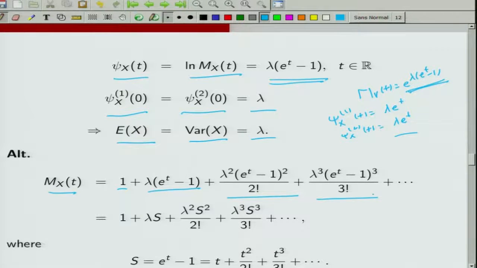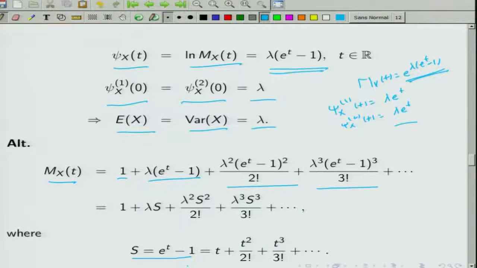Let me call this quantity e to power t minus 1 as s. Then this becomes 1 plus lambda s plus lambda square s square by factorial 2 plus lambda cube s cube by factorial 3 and so on, where s is nothing but e to power t minus 1. If I expand e to power t, this becomes t plus t square by factorial 2 plus t cube by factorial 3 and so on. The 1 gets cancelled because the e to power t expansion would have 1 plus t plus t square by factorial 2 and so on. So you get this.